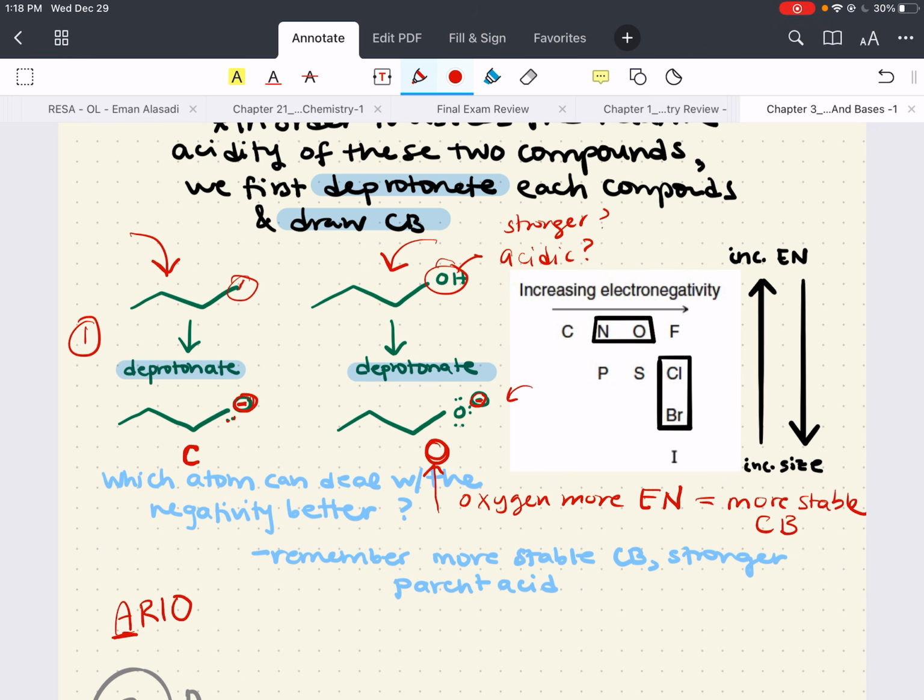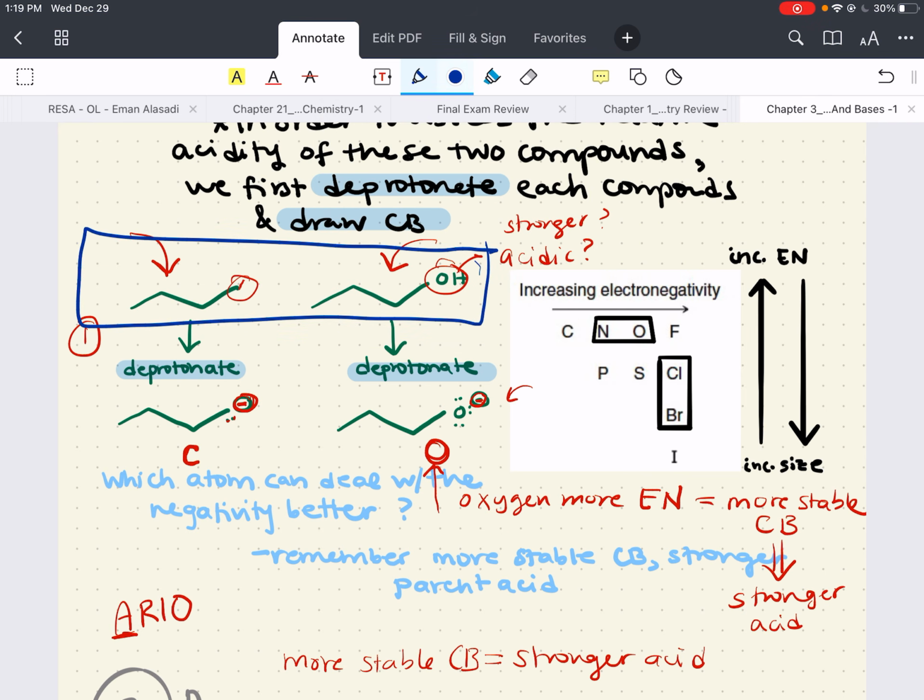Now, if it's the more stable conjugate base, that means it's going to be the stronger acid. So that's a relationship you have to learn. The more stable a conjugate base is, when you protonate it again, it's going to form the stronger acid. So we go back to our original question. All right, which one of these two is the stronger acid? This one, because when it is deprotonated, it is the more stable conjugate base.